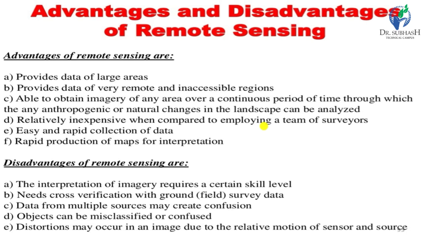Now, there are some disadvantages of remote sensing. The interpretation of imagery requires persons with a certain skill level. It needs cross verification with ground survey data. Data from multiple sources may create confusion. Objects can be misclassified or confused. Distortion may occur in the image due to relative motion of the sensor and sources.